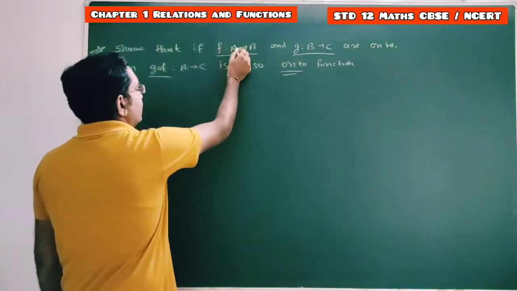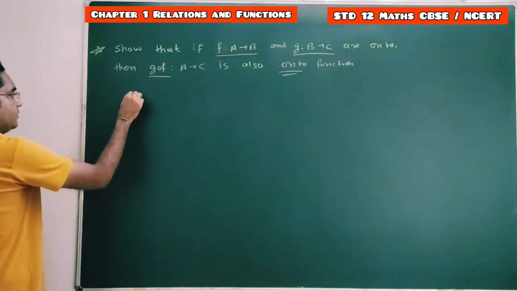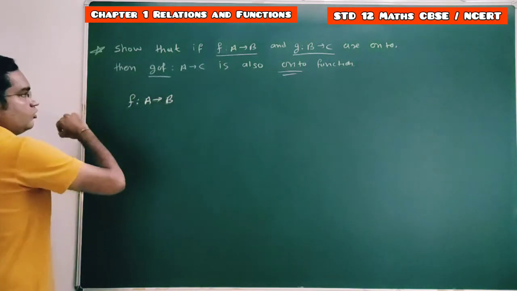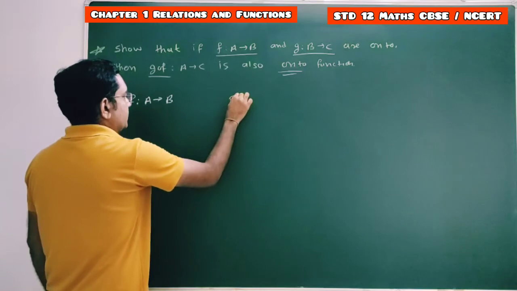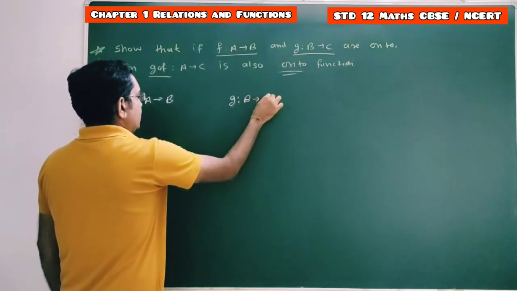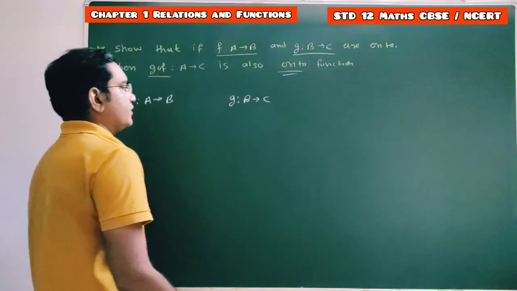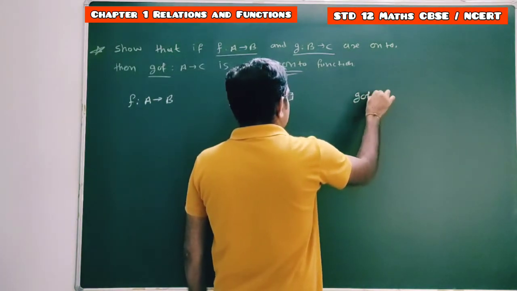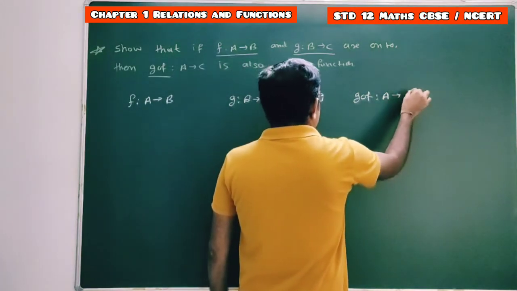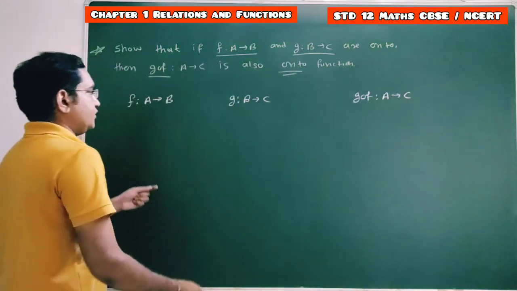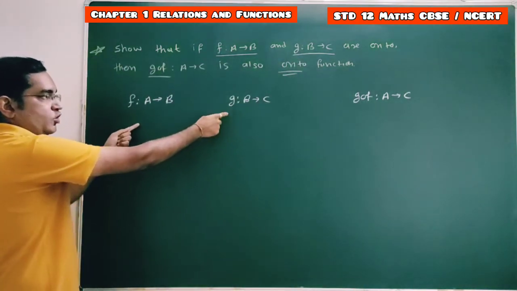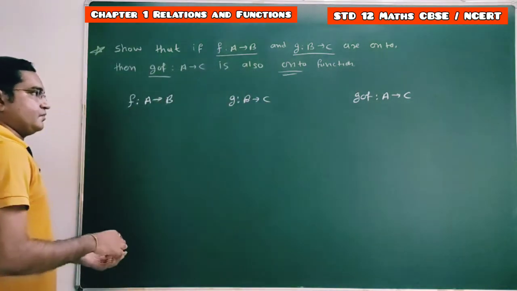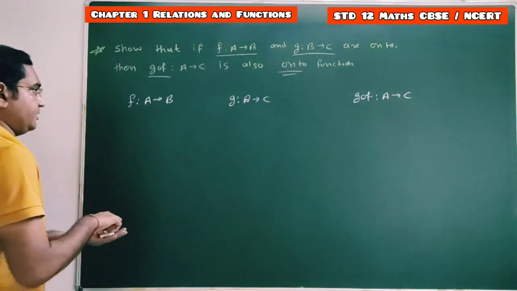So we are given that function f from A to B is an onto function, and function g from B to C is an onto function. We have to prove that the composite, that is gof from A to C, is an onto function. These two given functions are onto, and we have to prove this composite function is onto. Done. तो कैसे प्रूव करेंगे?